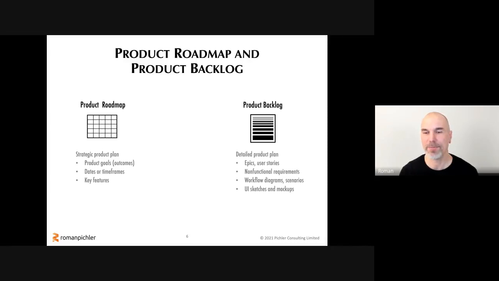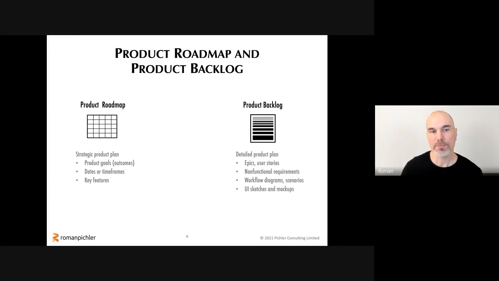And here we have the product backlog. And the product backlog for me is a detailed plan. So something that I find is more suited to facilitate building a product and then offering appropriate elements of a user experience and appropriate features and pieces of functionality. So we've got epics in there, we've got user stories, non-functional requirements, workflow diagrams, scenarios, UI sketches, and mockups.